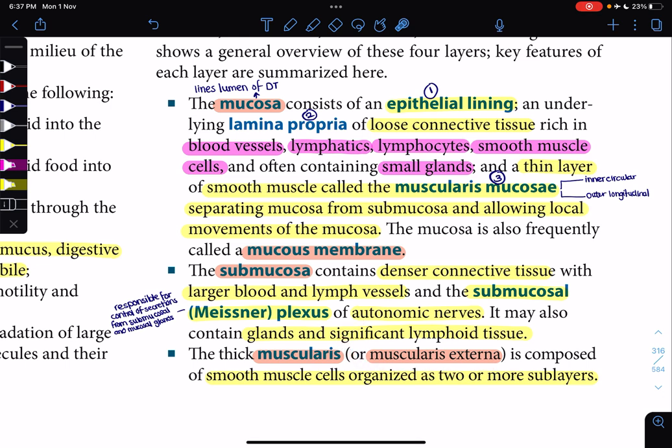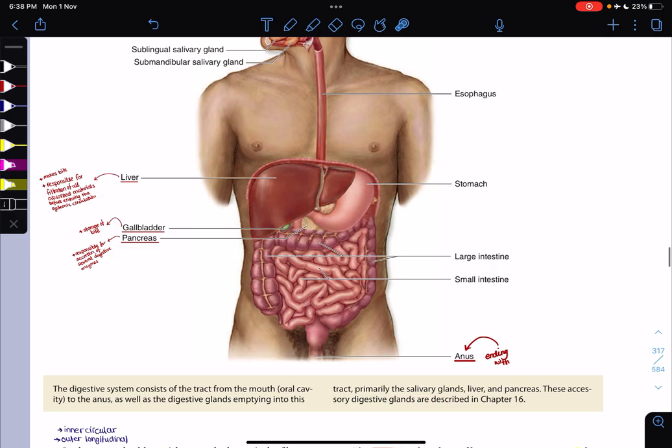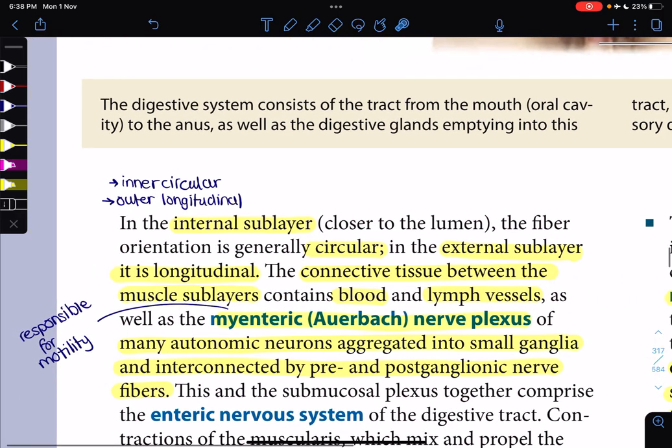So the Meissner plexus is responsible for the secretion coming from the submucosal glands and the mucosal glands. Okay? The third layer is the thick muscularis, also known as the muscularis externa, and it is composed of smooth muscle cells organized as two or more sublayers. Now, those sublayers are inner circular and outer longitudinal.